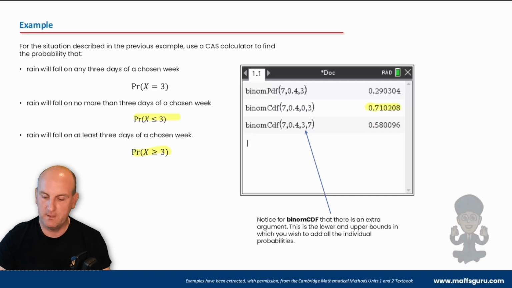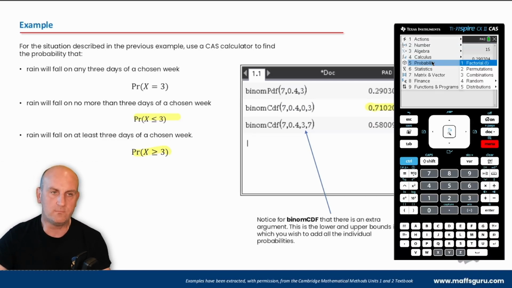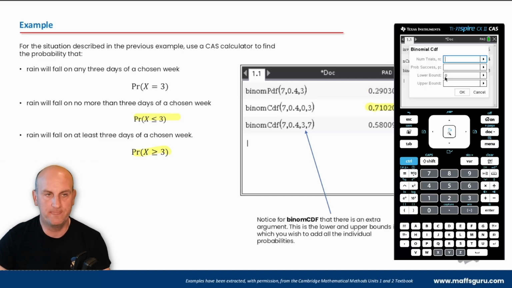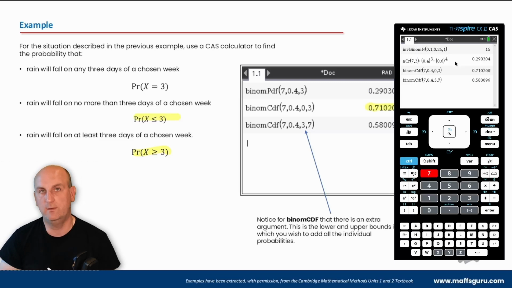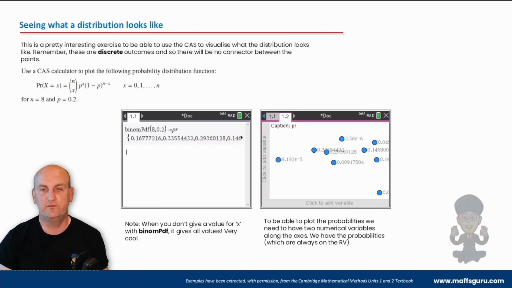Well, again, my binomial CDF, if I bring that up and do it again: menu, probability, distributions, and then B. My number of trials is 7. Probability of success is 0.4. Now my lower bound is actually going to be 3 because I want to add together 3, 4, 5, 6, and 7. So 3, my upper bound is 7, hit OK, and there we go, we get 0.5800, which is the right answer. Again, the CAS makes life so much easier.